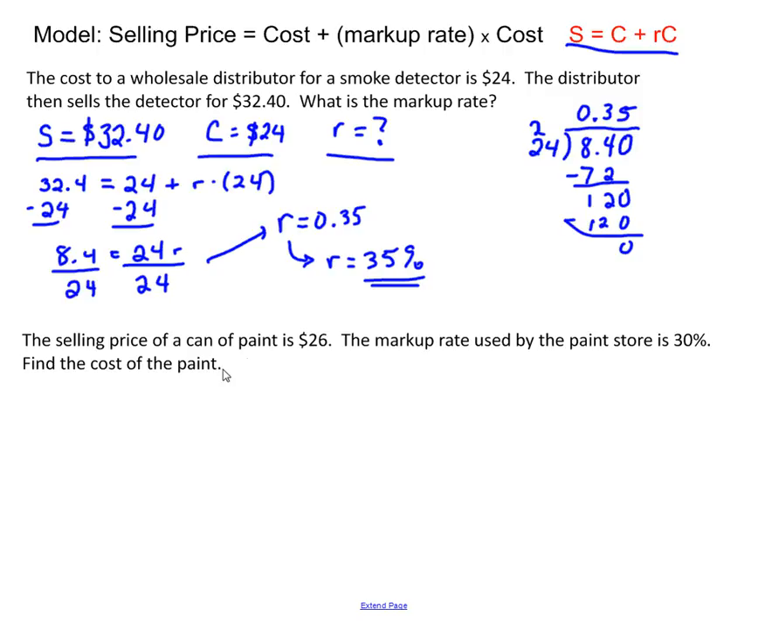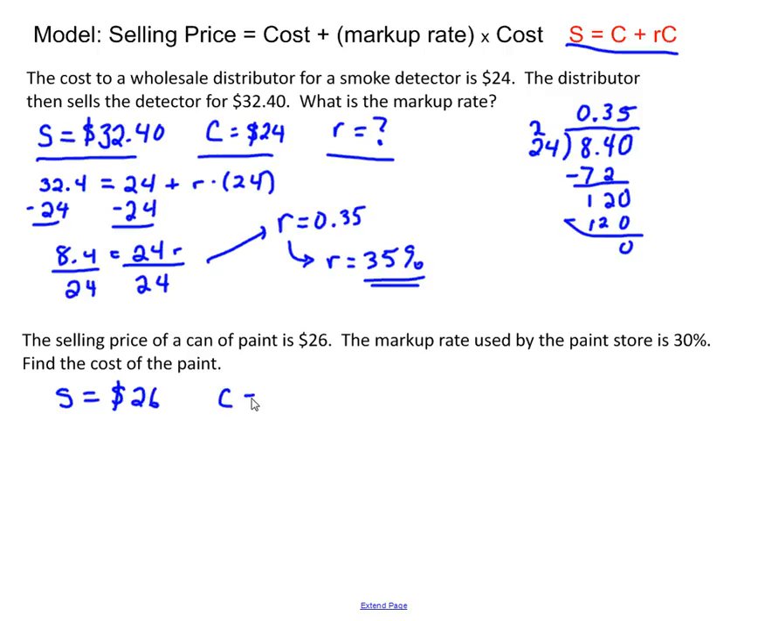Well, let's try the next one. Let's see if this same kind of thing can be used. So our model, remember, is the selling price is equal to the cost plus the markup rate times the cost. So what do we know here? The selling price of a can of paint is $26, and the markup rate used by the paint store is 30%. How much is the original cost of the paint? Remember that cost, when we say cost, we're talking about the cost to the dealer. So setting up our model right here, we know that S is equal to $26. That's what we're told.